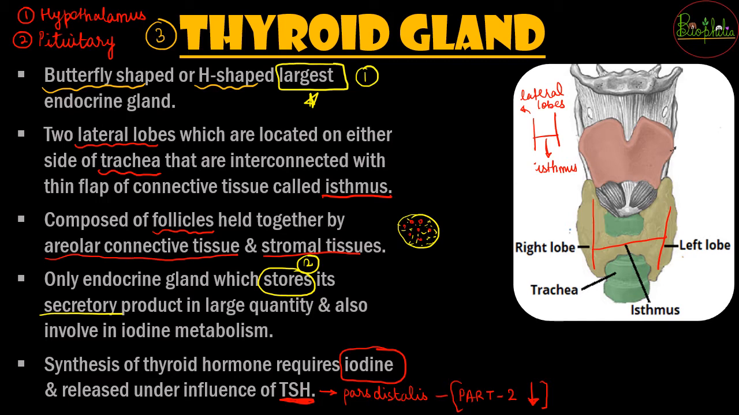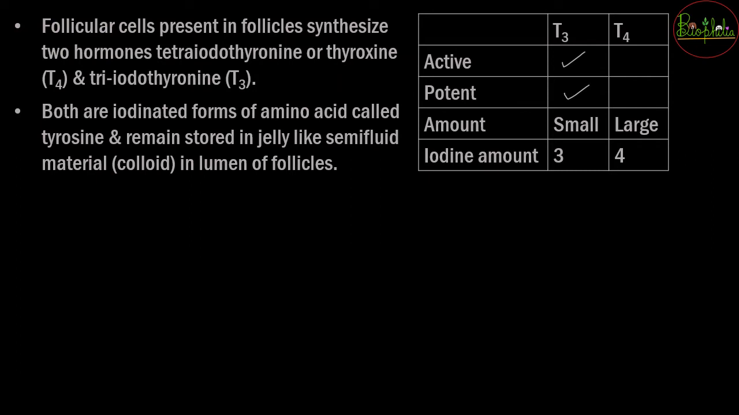So जैसे ही pituitary से ये release होगा, along with the use of iodine, the thyroid hormone is going to be secreted. Now as soon as that happens, the follicular cells which are present in the follicles synthesize two hormones. So thyroid hormone में there are going to be two constituents.